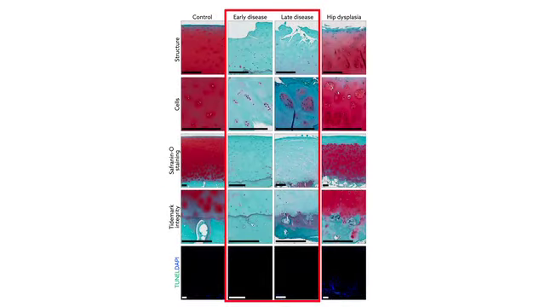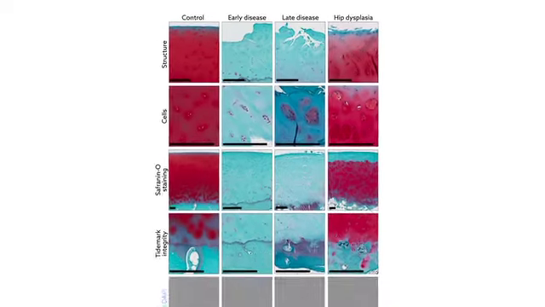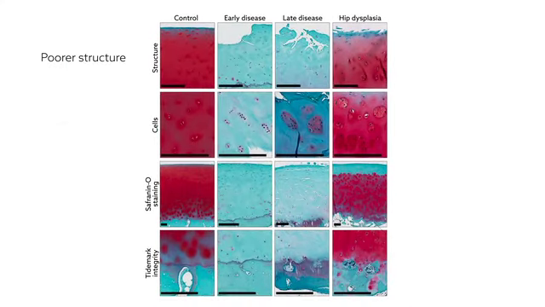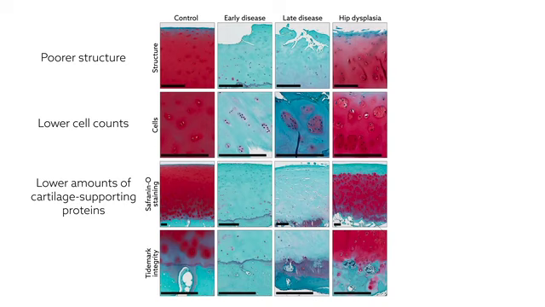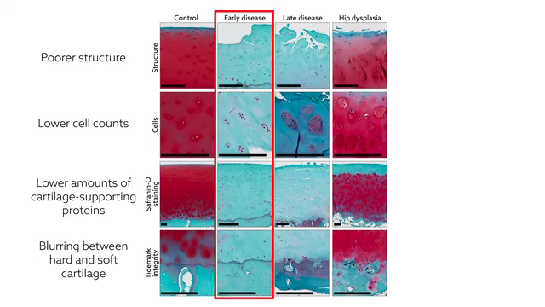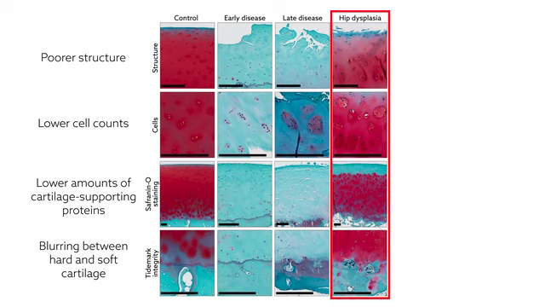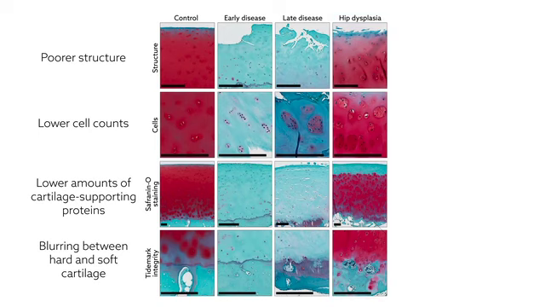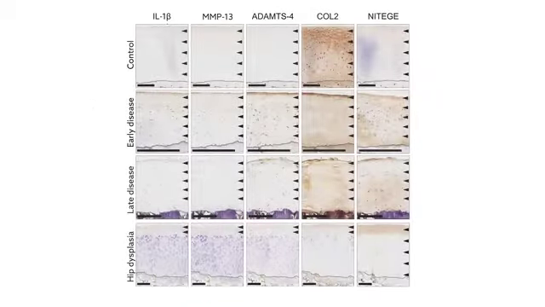Early or late disease cartilage showed worse degenerative changes than cartilage from hips with dysplasia. These included poorer structure, lower cell counts, lower amounts of cartilage-supporting proteins, and a blurring of the normally distinct boundary between hard and soft cartilage. The variation suggested that impingement elicits an inflammatory response in articular cartilage. To find out, the team then examined the expression of inflammatory molecules in the different samples.